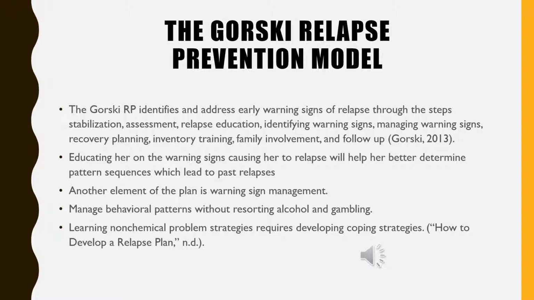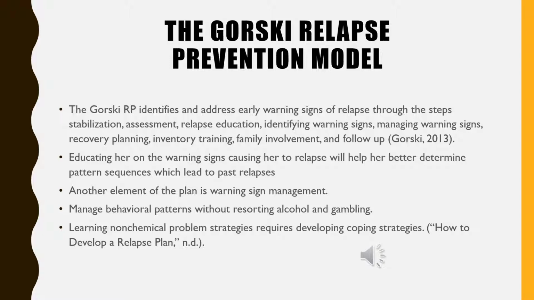As far as the relapse prevention model, I would use the Gorski relapse prevention model. The Gorski relapse prevention model consists of identifying and addressing early warning signs of relapse through the following 9 steps, which include stabilization, assessment, relapse education, identifying warning signs, managing warning signs, recovery planning, inventory training, family involvement, and follow-up.